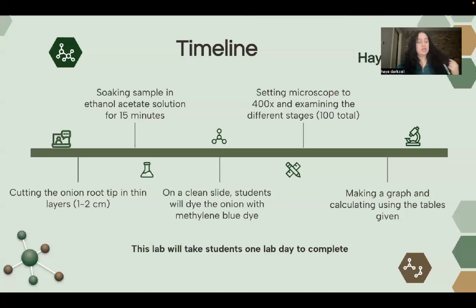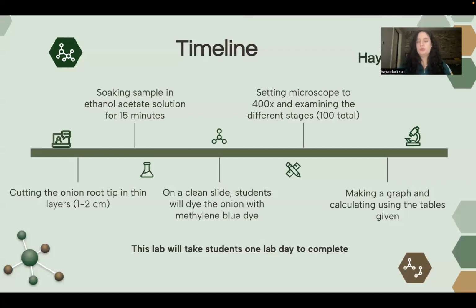Then we'll be transporting it with a tweezer onto a clean slide. Students will dye the onion with methylene blue dye. This allows us to be able to see the cells more clearly. Obviously, if we don't have any dye, it's just going to be clear and we're not going to be seeing any cells in their growth.